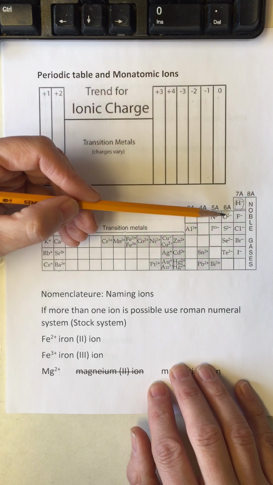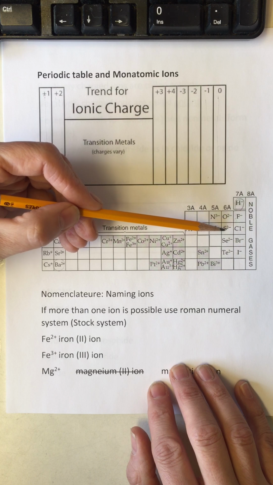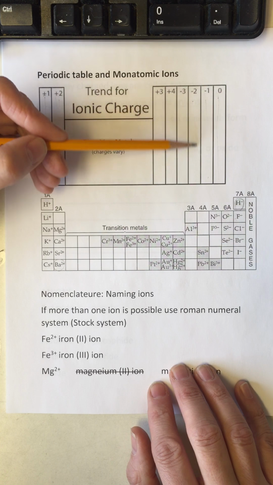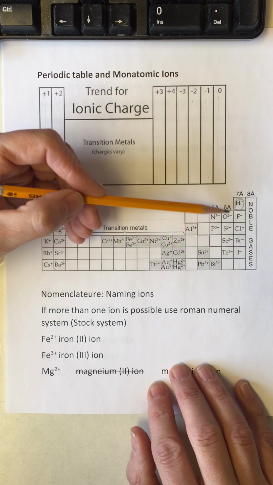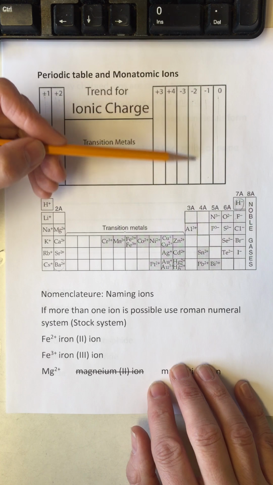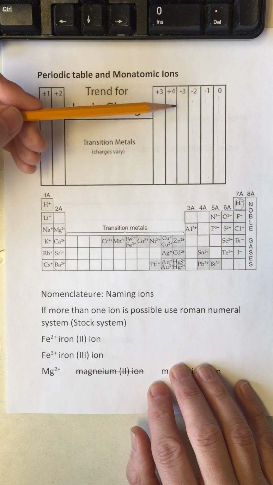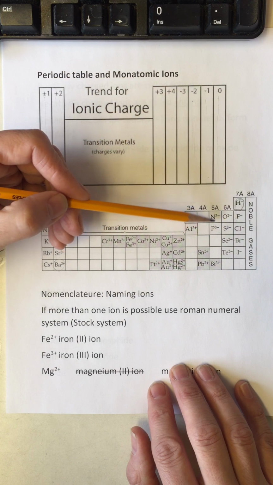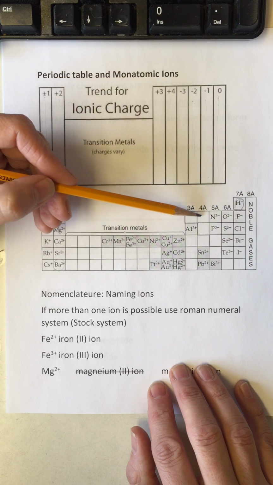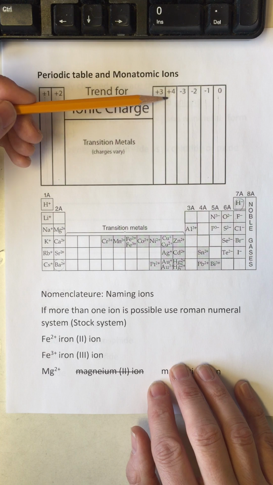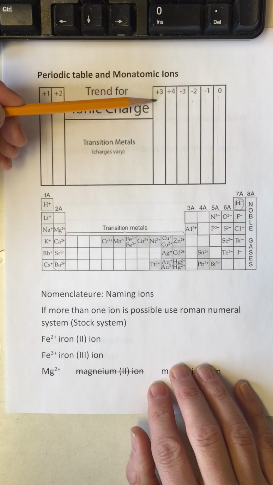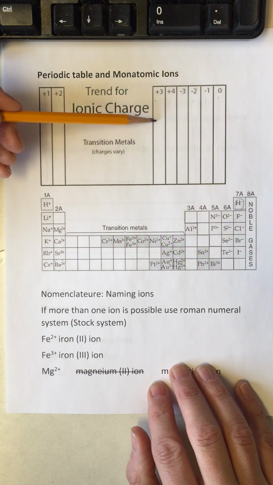Next column over, negative 2, oxygen, sulfur, selenium, tellurium, negative 2. If it's in this column, which is column 6A, you would expect it to form an ion that's negative 2. Next column over, negative 3, nitrogen and phosphorus. Notice there's nothing over here, although sometimes people will put plus 4 and plus 3 over here. So for example, aluminum plus 3.